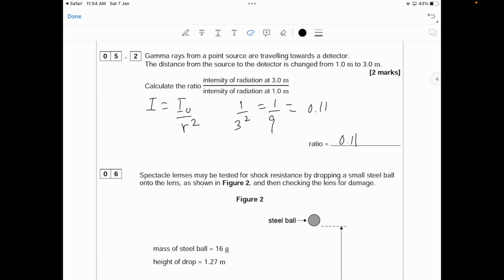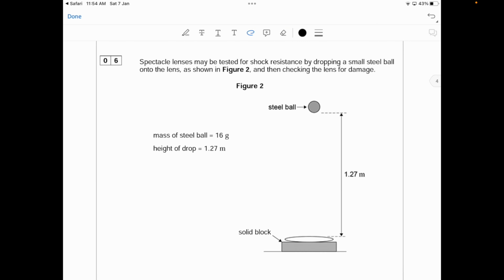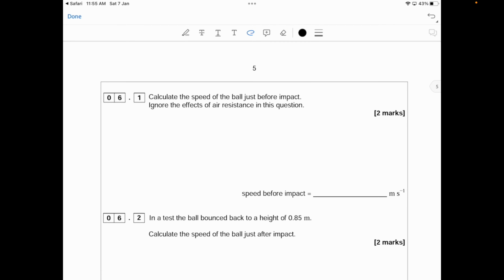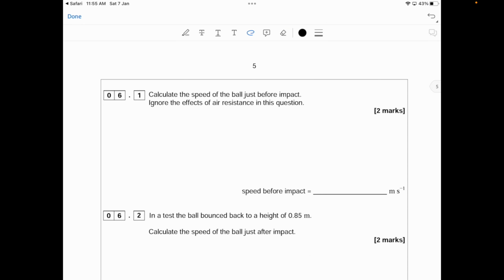Spectacle lenses may be tested for shock resistance by dropping a small steel ball onto the lens as shown in figure 2 and then checking the lens for damage. We can see that the mass of the steel ball is 16 grams and the height of the drop is 1.27 meters. We have to calculate the speed of the ball just before the impact. We have to ignore the effects of air resistance in this question, so you don't need to include any form of air resistance here. That should be a good thing. Now, based on looking at this question, we have to decide which formula we use.